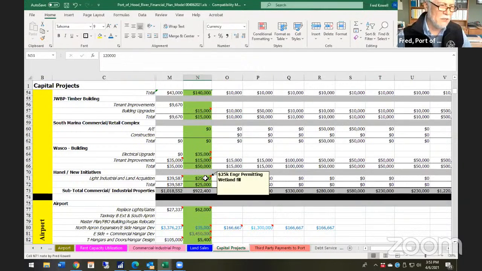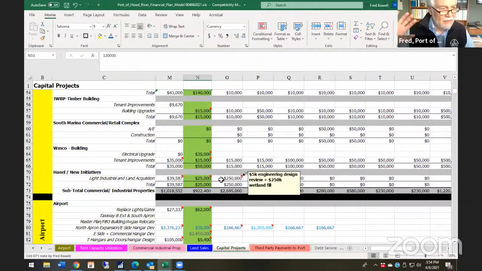I want to talk about Hanel though. So Hanel, for next year, we're only going to put in about $25,000, and that's really just for the permitting for the wetland fill. And so there's not much, but in 2023, we are looking at doing more work there with regard to the wetland fill at that point in time.